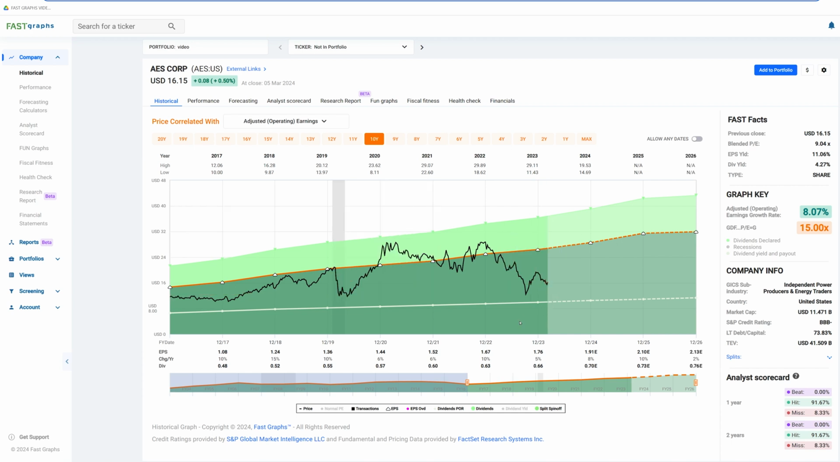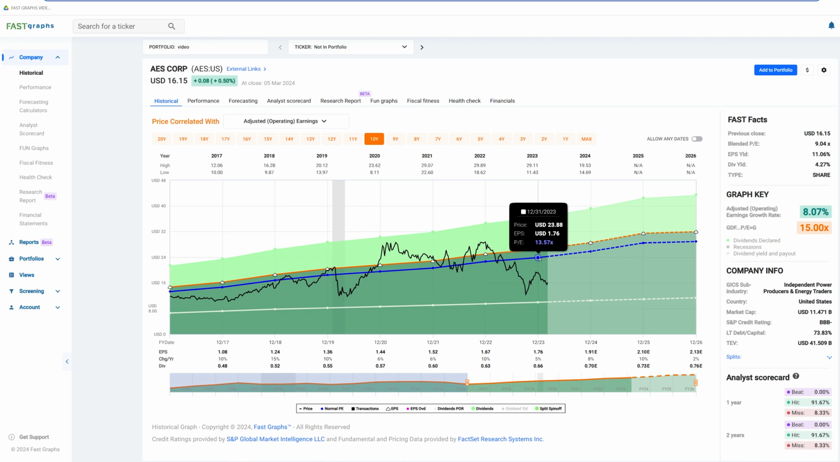But what I want to talk about now is the idea of where this stock could go. Now, there's another line we typically put on a FAST Graph. It's called the normal PE. This is the market PE line, how the market normally values a stock. And in this case, we've got a normal PE of 13.57.